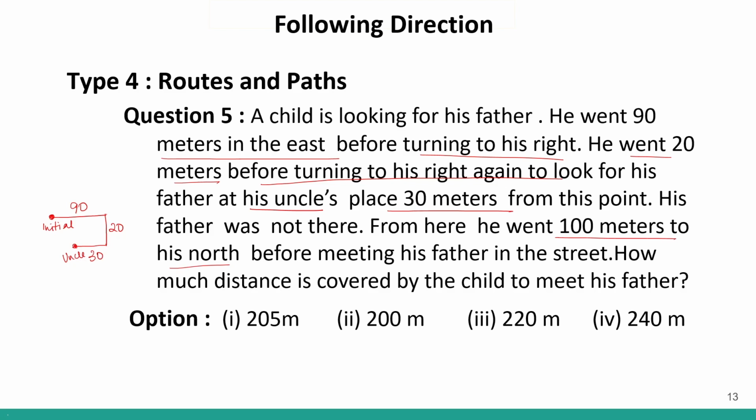So from here he goes, this is 90, 100 meters he goes to the north. And he met his father in the street. Over here we have the street and he meets his father over here. We have to find out how much distance is covered by the child to meet his father.